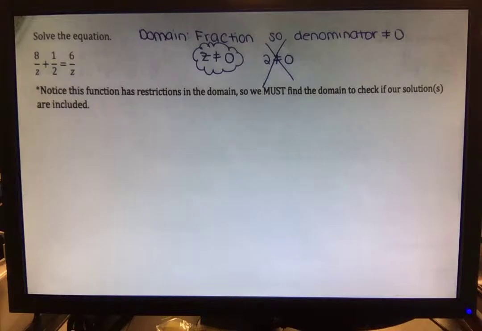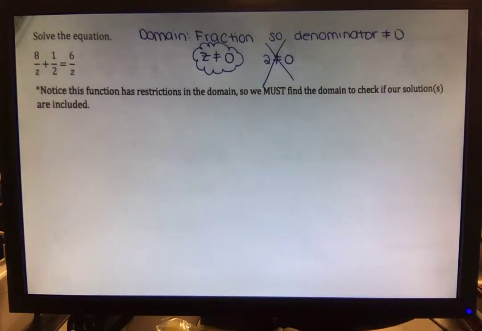So let's try it. If we have 8 over z plus 1 over 2 equals 6 over z, what comes to your mind when you see this? LCD, good. You're right, because most people would be like, ugh, whenever the first thing comes to mind. So thank you for being positive. Yeah, so LCD, what are we going to do with the LCD? Okay, we can make everything the same.